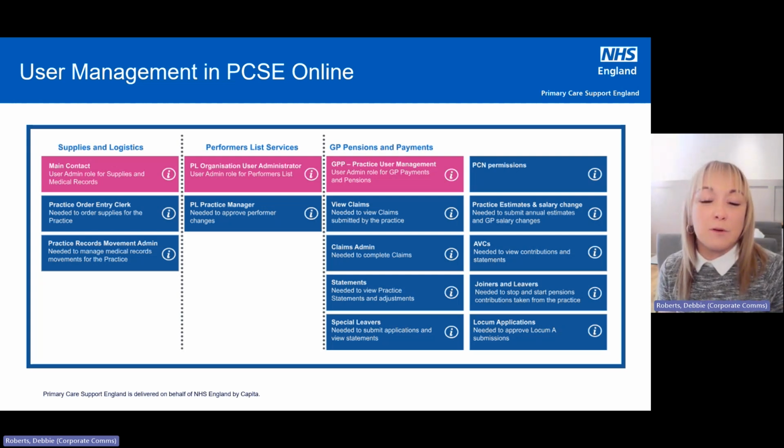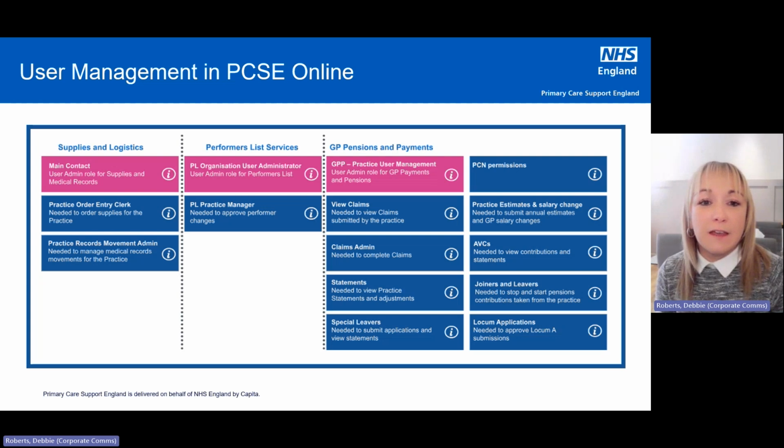So say, for example, if you've got somebody at the practice that needs the PL practice manager role, so they can go in and approve and review and check any employment changes that come through, the main contact will not be able to assign that role. It has to be the performer list organisation user administrator that does that. Hence why we've shown it on screen separately. So under each pink box, that's the roles that they can assign out. I know we did get some confusion from the last webinar that I held that people weren't able to assign certain roles, and we think that this is the reason why.